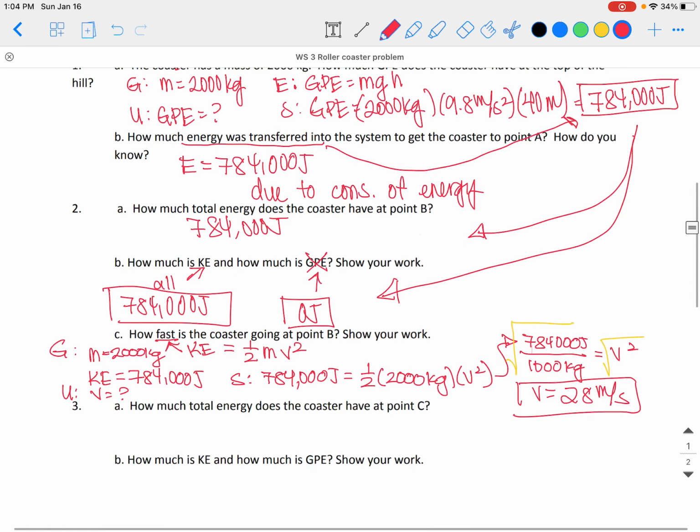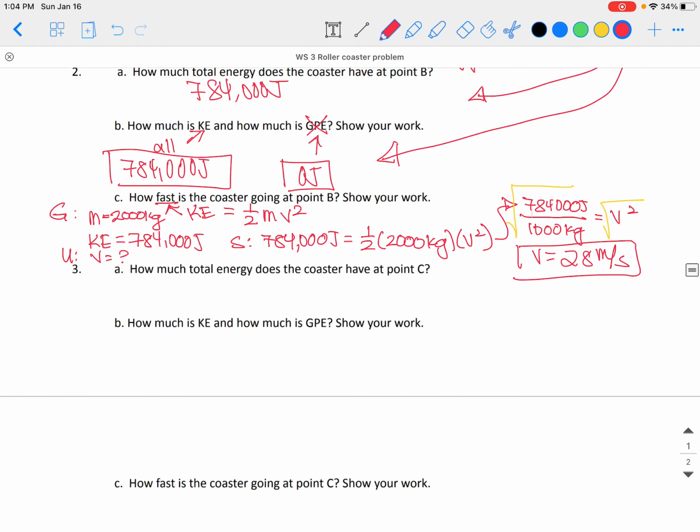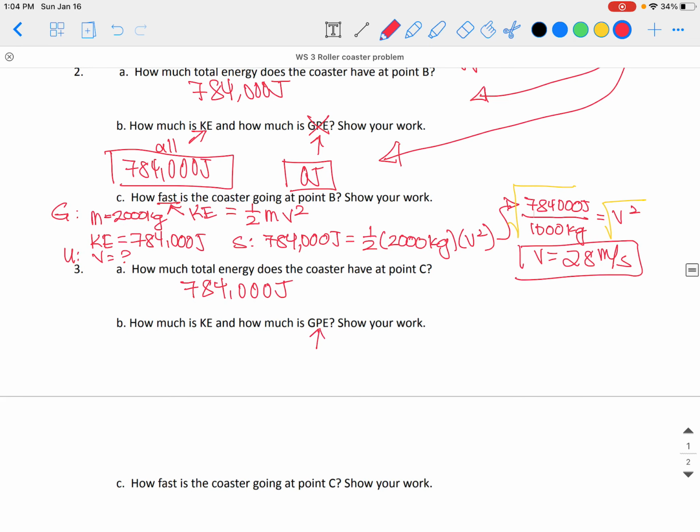Okay, question 3. How much total energy does the coaster have at point C? As we've stated many times, energy is conserved, so it's going to be the 784,000 joules of energy that we started off with. How much kinetic energy and how much gravitational potential energy is there? So this one is a little bit trickier because we've got some gravitational that has a height of 10 meters, and we do have some kinetic as well.